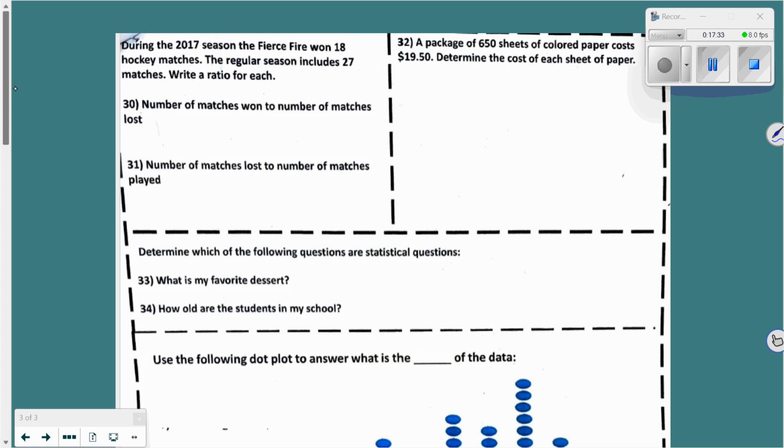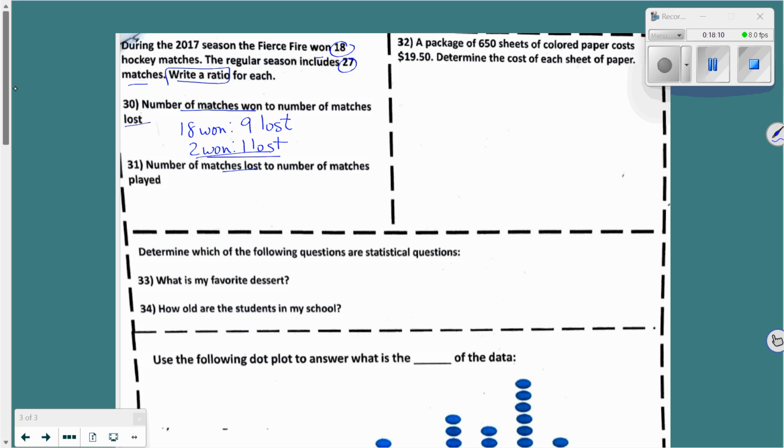During the 2017 season, Fire won 18 hockey matches. Regular season includes 27 games. Write a ratio for each. So I want number of matches won to the number of matches lost. So we know the one was 18. I know the total was 27, so that means they lost 9. Quick question, when do we simplify? Always. Can I simplify 18 and 9? I divide them both by 9, so that makes it 2 won to 1 lost. That should be your final answer.